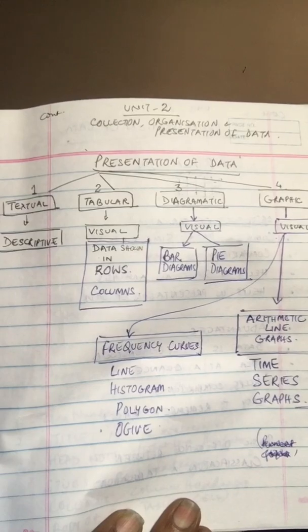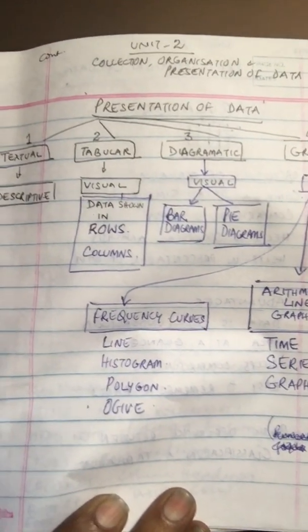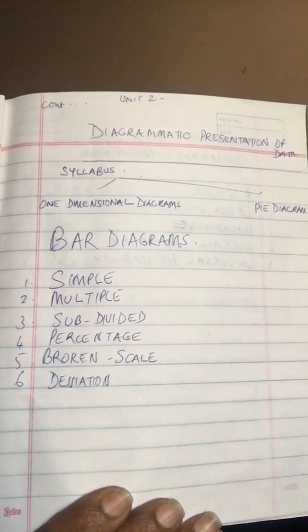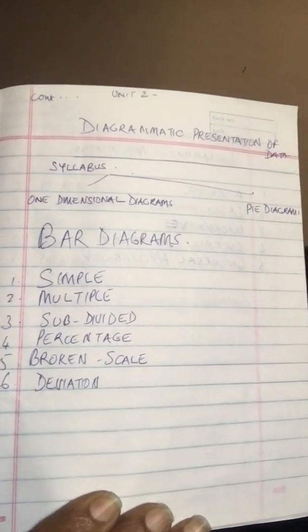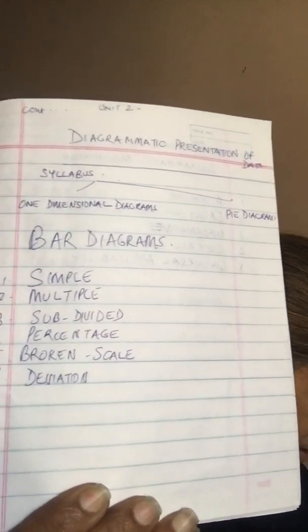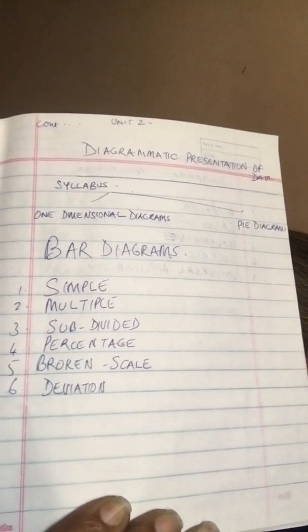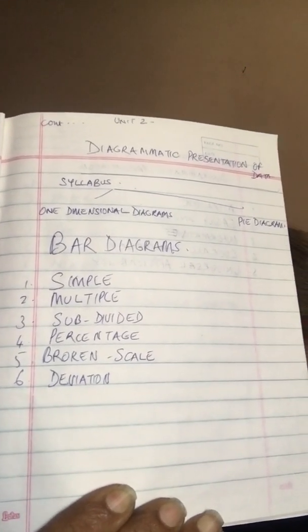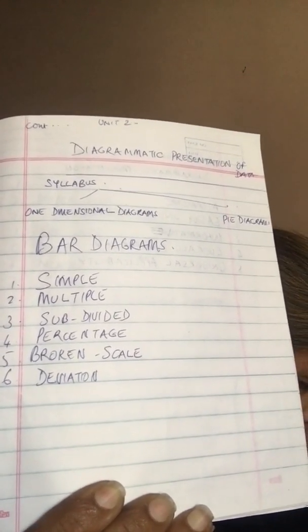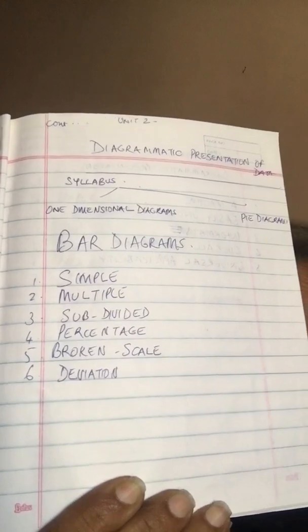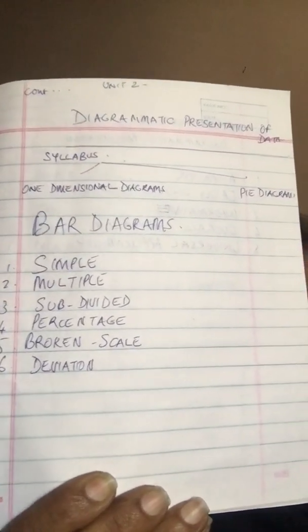And now what we're going to do is diagrammatic presentation of data. Okay, so in this, generally, we have what is known as the bar diagrams and the pie diagrams. These are the one-dimensional diagrams, and in this we have the simple bar diagram, the multiple bar diagram, the subdivided bar diagram, or it's also known as component bar diagram. Then we have the percentage bar diagram, the broken scale bar diagram, the deviation bar diagram. So we'll be doing all of these bar diagrams.